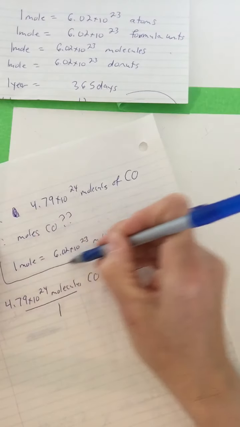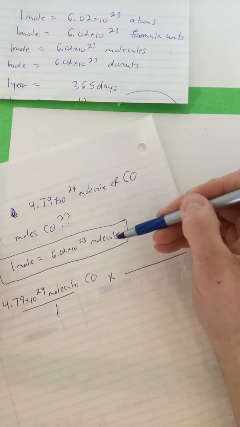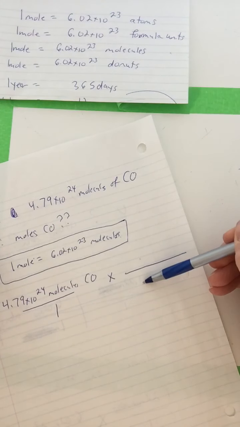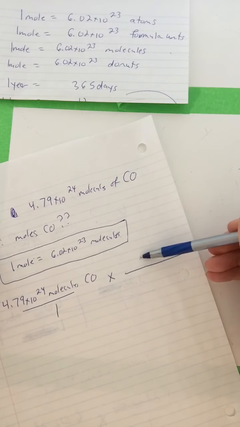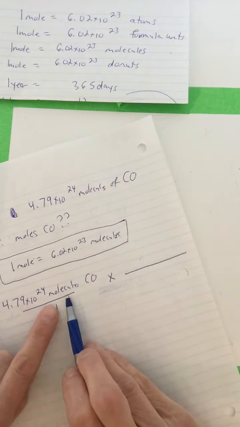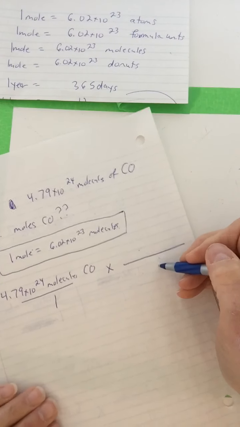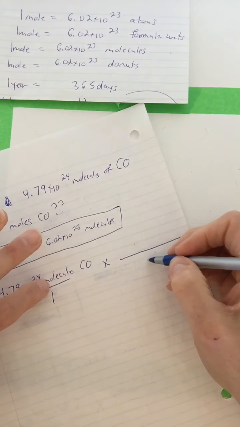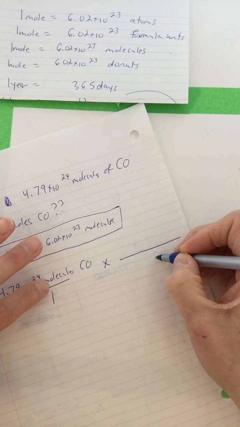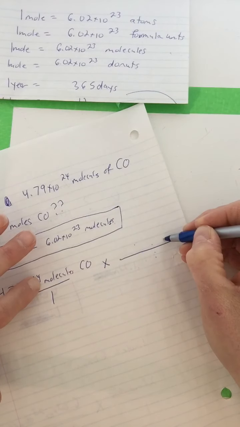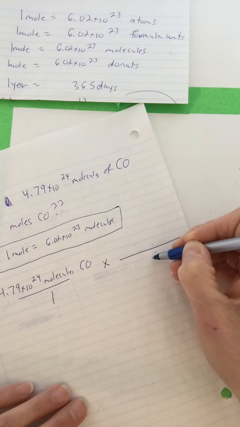I have to use this conversion factor to get me from molecules to moles. How do I know which goes on the top bunk and which goes on the bottom? I want to get rid of molecules. I want to be able to cancel it out. So I have to put it on the bottom, because then it can cancel top and bottom like in a fraction. Okay? If I put it on the top, we'd have molecules squared. Molecules times molecules. That wouldn't work. So I have to put molecules on the bottom.